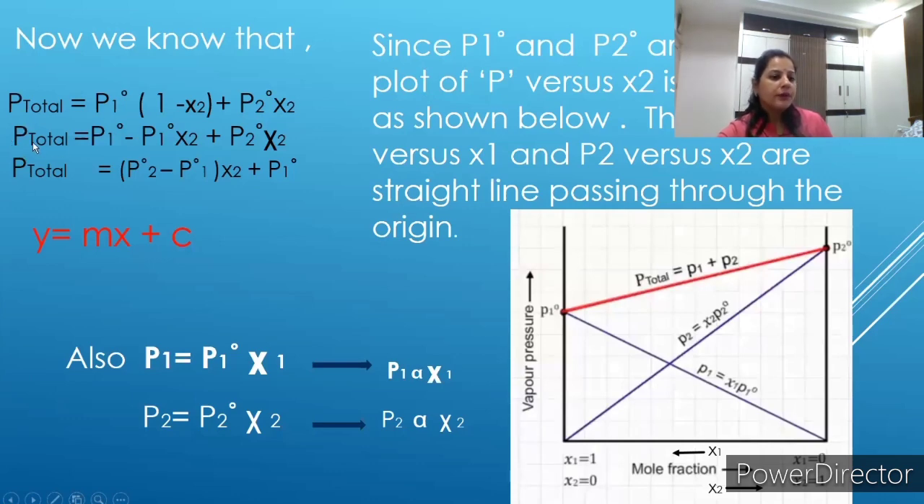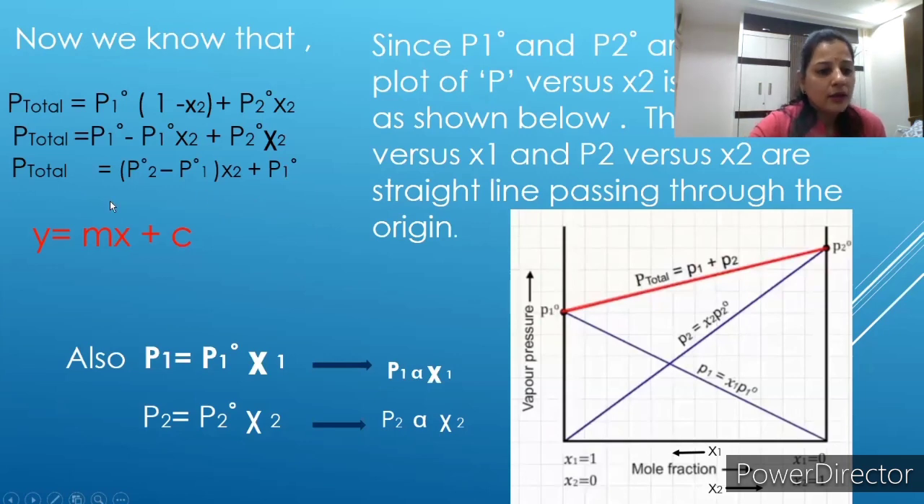So we have got P total is equal to P1 naught minus P1 naught into x2 plus P2 naught into x2. If we see this equation, x2 is common. So let us keep it as common, and in the bracket we will take P2 naught minus P1 naught, plus P1 naught. So our expression becomes P total is equal to (P2 naught minus P1 naught) into x2 plus P1 naught.